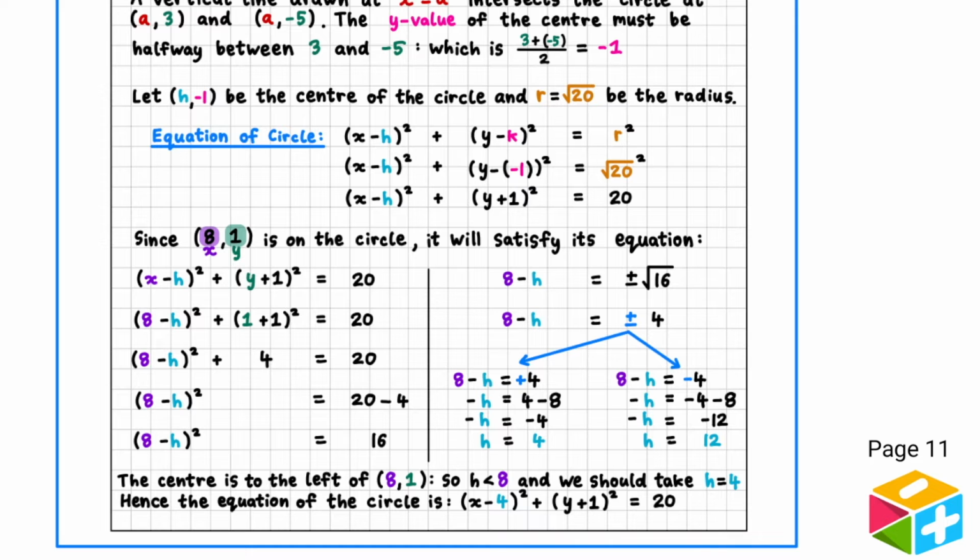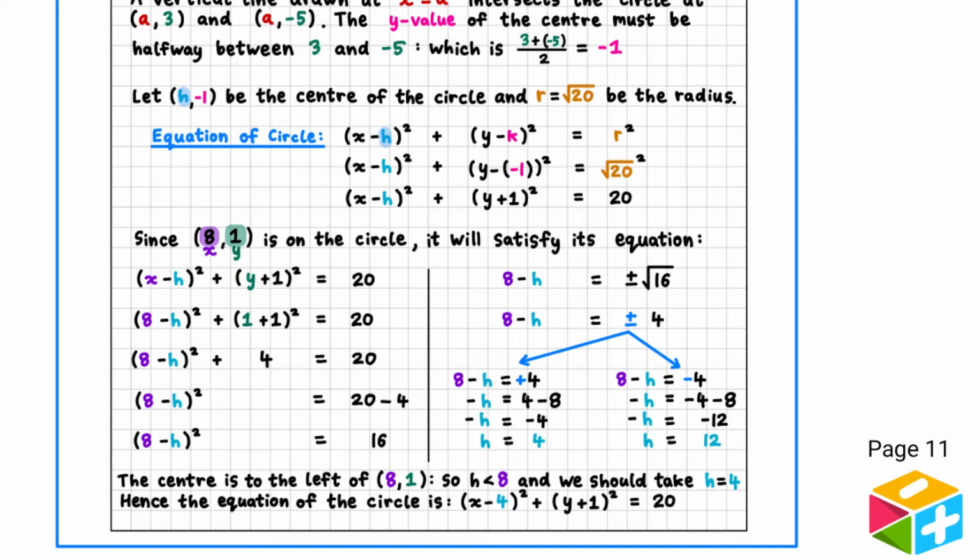This means that the coordinates of the centre are in the form h, minus 1 for some unknown value of h. The radius, r, was given to us directly. R is equal to root 20. We were asked to find the equation of the circle. It'll be a good idea to sub these values into the equation of a circle formula. X minus h all squared plus y minus k all squared is equal to r squared.